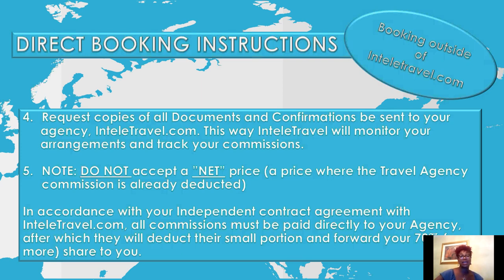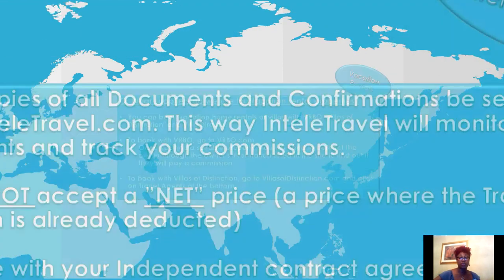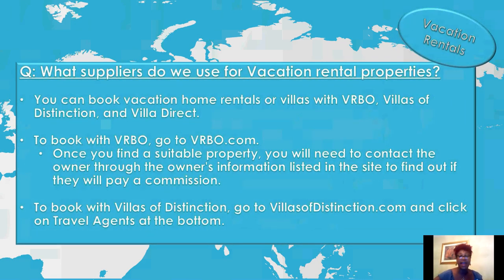Do not ask for a net invoice, guys. Always ask for a gross invoice, never a net, because a net does not include commissions in it. So you definitely want to take some time to do that. In accordance with your independent contract agreement with INTELETRAVEL.com, all commissions must be paid directly to your agency, after which they will deduct their small portion and forward you your 70 or more percent share that you have coming to you. So those are the procedures. As an independent contractor with INTELETRAVEL, you want to make sure that you follow those procedures and never, ever, ever accept commissions directly from a supplier, ever.